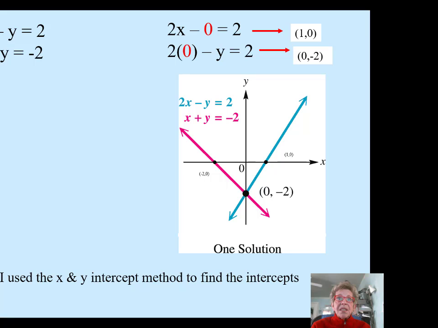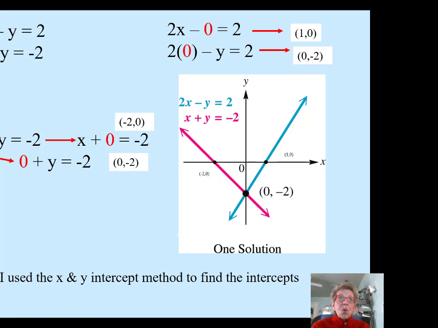So now I have 2 points, (1, 0) and (0, -2), on the blue line. For the next equation, x + y = -2, I'm going to use the same exact method. To get the x-intercept, I'm going to put 0 in for y, and that gives me x = -2, so (-2, 0). Then I'm going to put 0 in for x and find the y-intercept, and that's (0, -2). You'll see that on the red line or the pink line, whatever color you want to call that. I used the x and y intercept method to find those intercepts. I found this to be a consistent system with an intersecting point of (0, -2). And if I ask you to check that, then you'd put (0, -2) in both original equations to make sure it satisfies those equations.